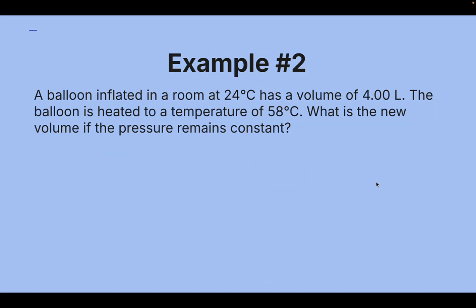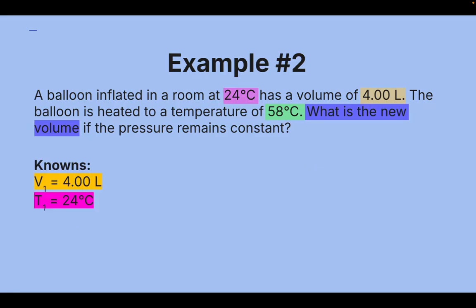For example 2, we have a balloon inflated in a room at 24 degrees Celsius, has a volume of 4 liters. The balloon is heated to a temperature of 58 degrees Celsius. What is the new volume if the pressure remains constant? Highlighting our known variables here and pulling them out, we know our initial volume is 4 liters. Our initial temperature is 24 Celsius. Our final temperature is 58 Celsius. And our unknown, we're solving for V2.